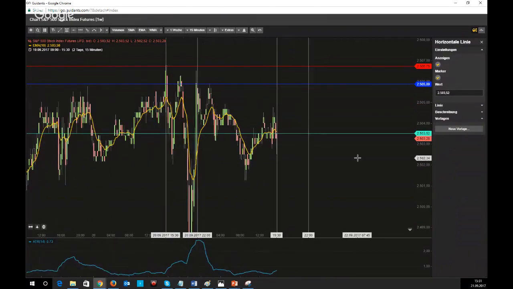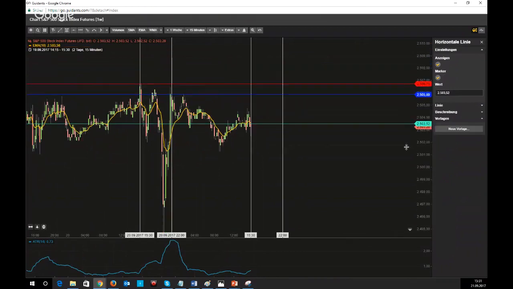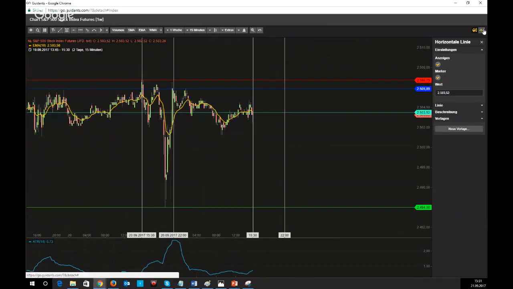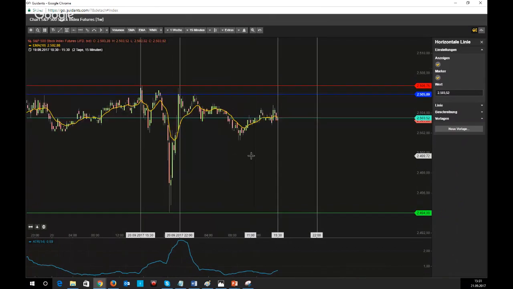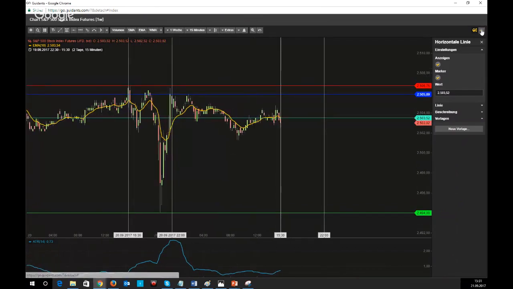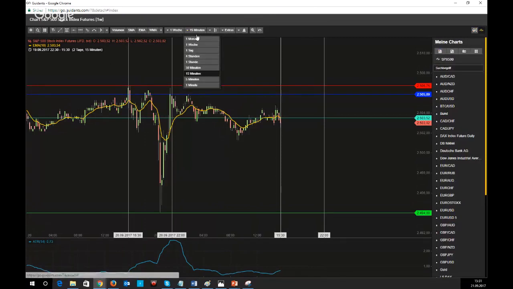GMT. So first of all, the green line is the lows from yesterday. The red line is the highs from yesterday. The deep blue line is the close from yesterday. And this turquoise line is the first tick now at 1:30 p.m. GMT, so the spot open on Wall Street. And now let's have a look at, for example, the daily chart.